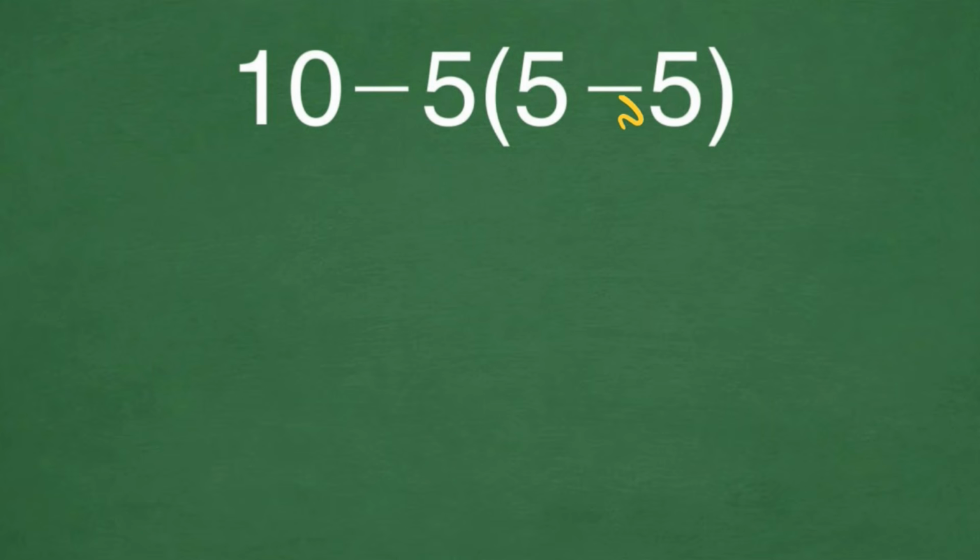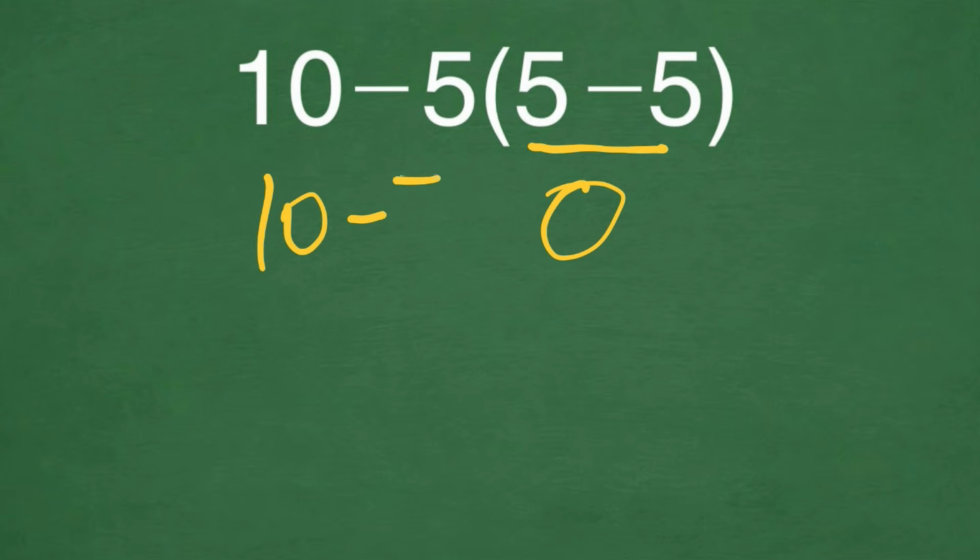So according to the rule, first we have to solve the problem inside the parentheses, right? So we are going to start with 5 minus 5, which is 0, and we are going to move to the other operation. But 5 minus 5 is 0, and the problem becomes 10 minus 5 parentheses 0.